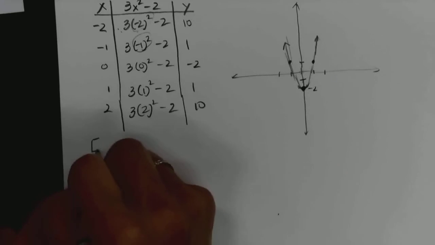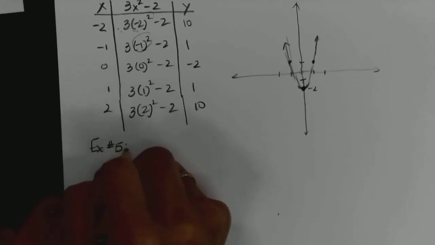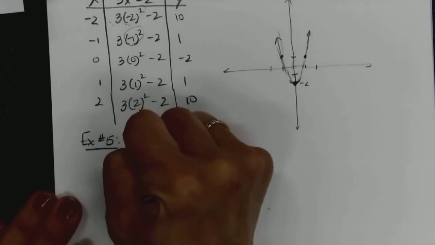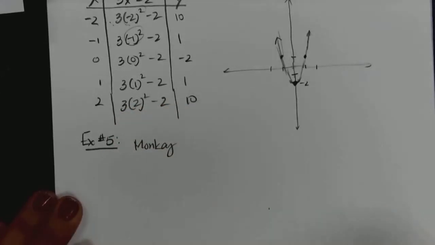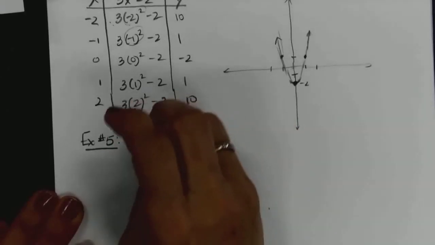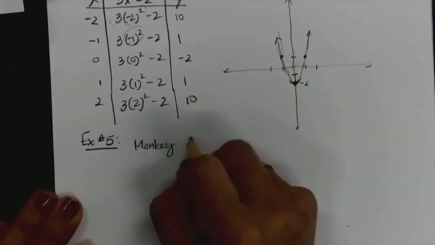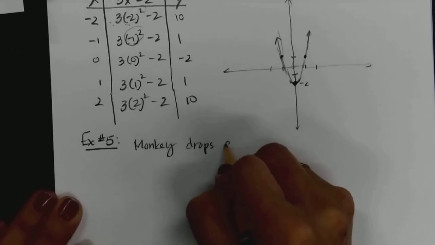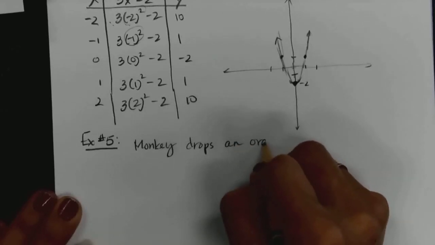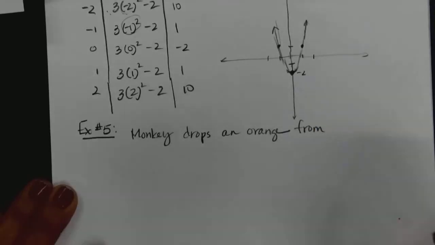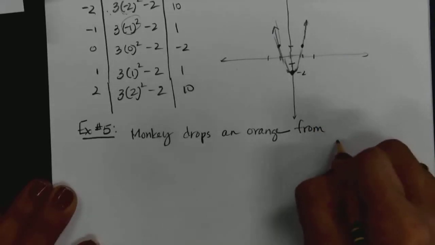Word problem. I should do a word problem, right? All right, I have a monkey. Monkey drops an orange from a branch.